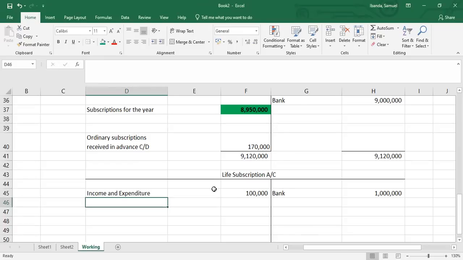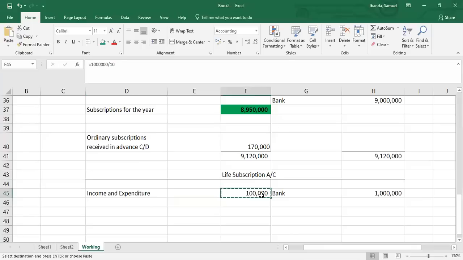100,000, which you debit. So it means that the closing balance for your subscriptions, when you balance off here, the 1 million and 100,000, of course, will be 900,000. At least you know to balance off. So what I would take to my income and expenditure account for life subscription will be only the 100,000 that relates to this financial year.